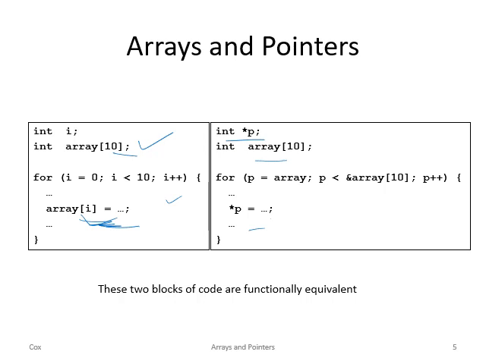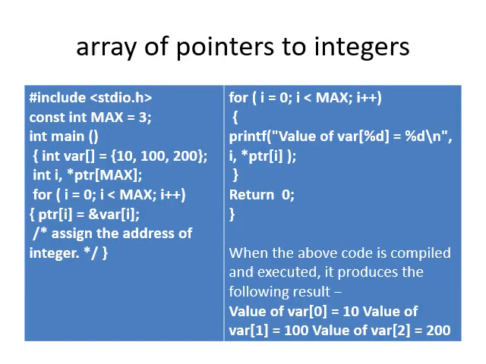So int star p, and p will be storing the address of the array. P equal to array, it stores the address of the first element. And then p less than array of 10, the address of p less than array of 10, p plus plus, we can print star p. Star p represents the values at each and every location of the array. So both these are equal. So here simply array is printed. Here array is printed with the help of star p. So in this way values will be printed.